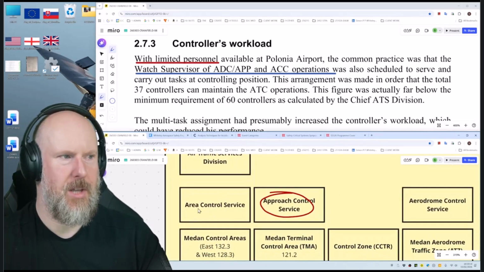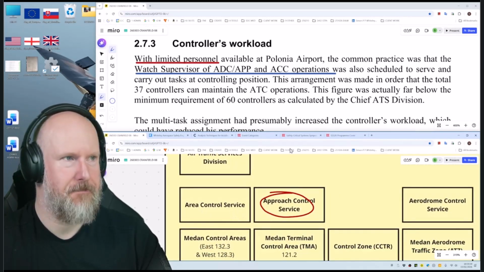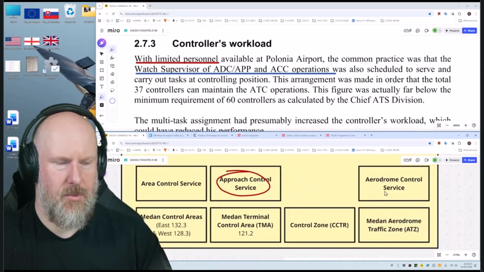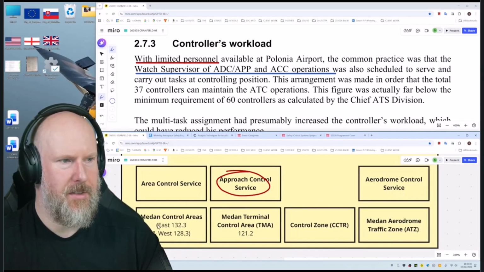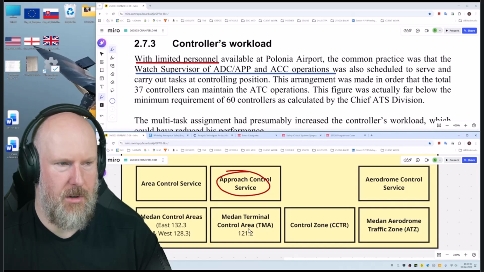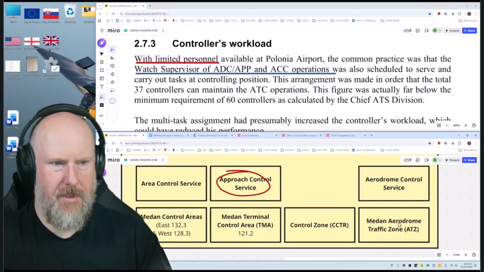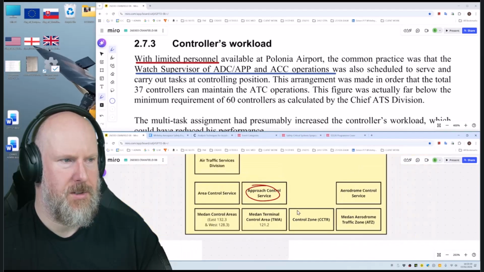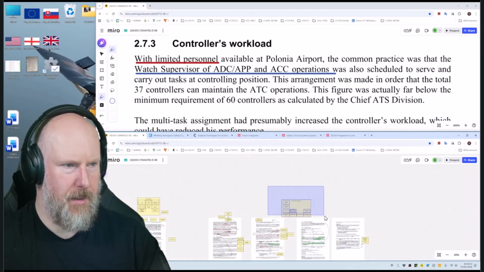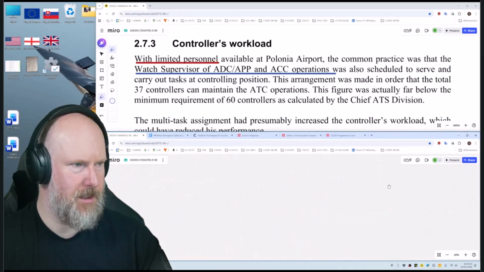Traffic Controls Area Control Service, and we've got the Approach Control Service, we've got the Aerodrome Control Service, and then under that we've got the actual control areas. So we've got East and West, the Terminal Manoeuvring Area, Terminal Control Area, the Control Zone, and then the Medan Aerodrome Traffic Zone.